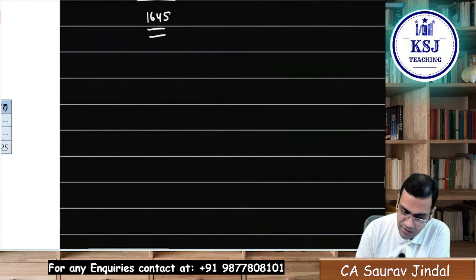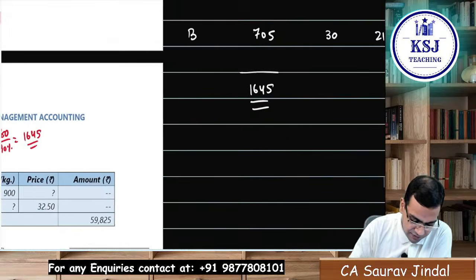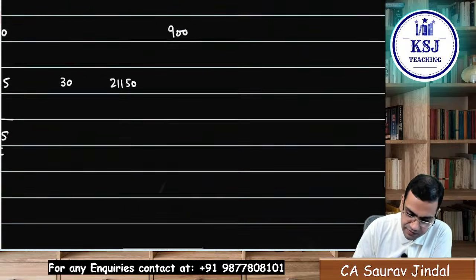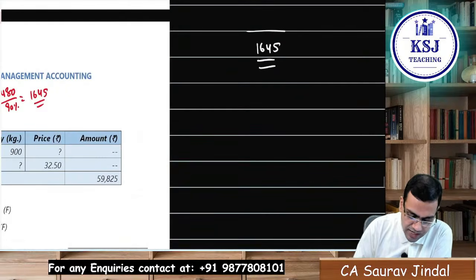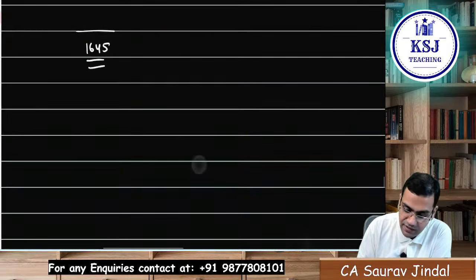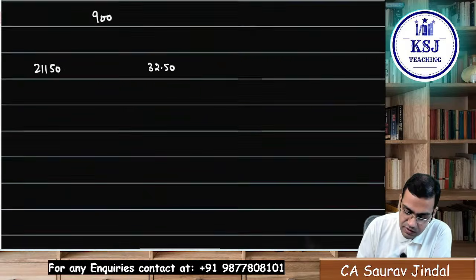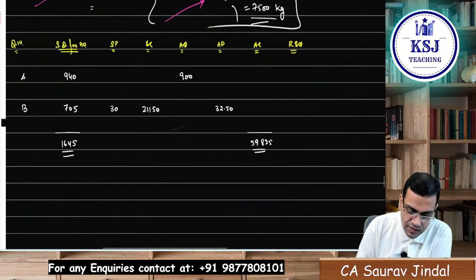What is the actual data that is given? Quantity is given, 900 here, and the price is given for B, that is 32.5. What is the actual cost? Actual total cost is given, 59,825. This is what is given to you, right?